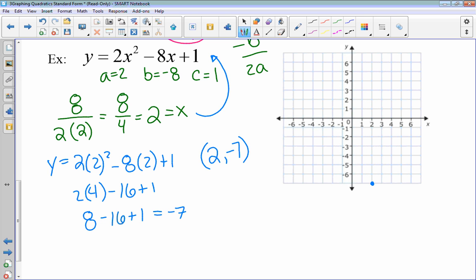Okay, so I'm going to go out 1. 1 squared is 1. 1 times 2 is 2. So out 1, up 2. Same thing, other side. We're going to go back to our vertex and go out 2 this time. 2 squared is 4. 4 times that a value of 2 is 8. So I'm going to go out 2, up 8. Same thing, other side. Sketch in my U. And you've got it.